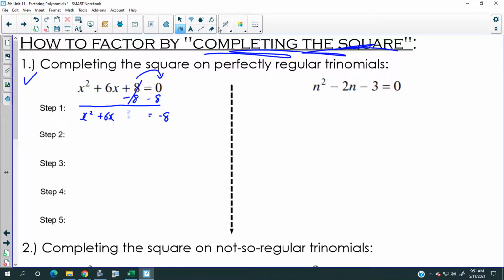Now, here's what you can do though, because sometimes the numbers aren't that obvious, between 6x and 9. So I'm going to draw a little box on the side and show you how to do this. Now, here's what you do. Here's the trick: take the number in the middle, the 6, divide it by 2, which gives us 3, and then you square that answer.